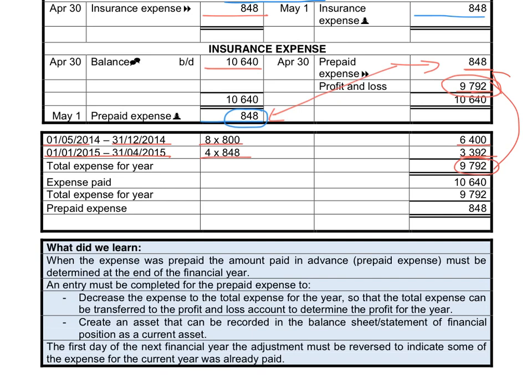The expense that we paid was the 10,640 minus the amount that must go to the profit and loss. So my prepaid expense is 848 Rand.